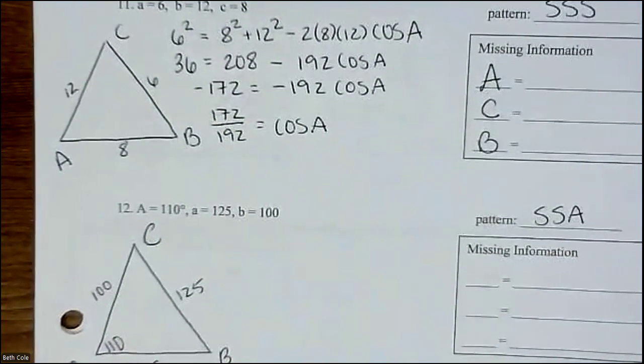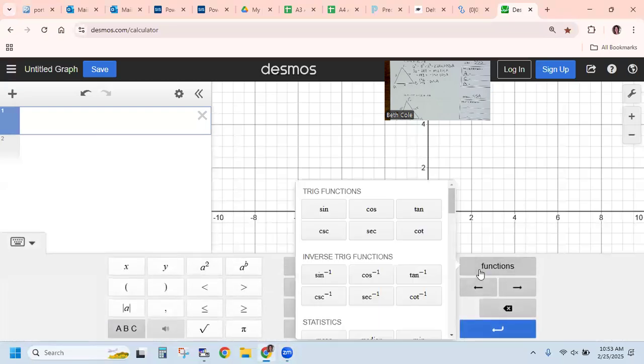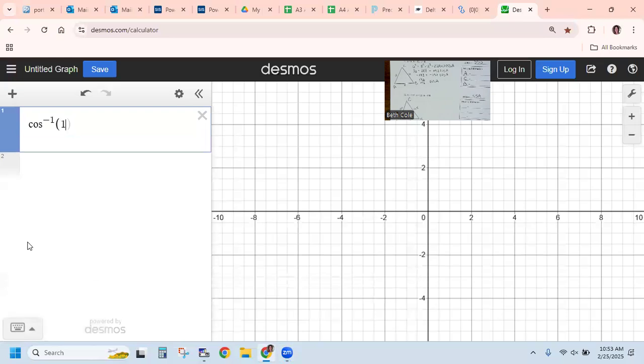And then the way I will type it in is what? Yeah, cosine with the little negative one. Inverse cosine is how you say that. What was it? 172 over 192? Okay. 26.384.